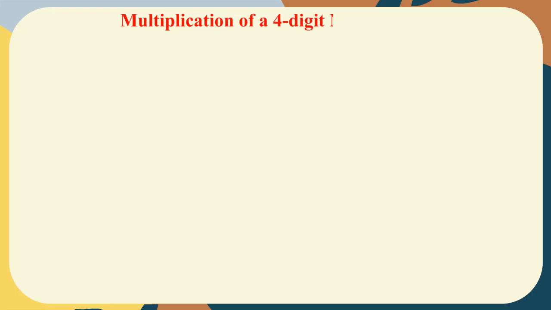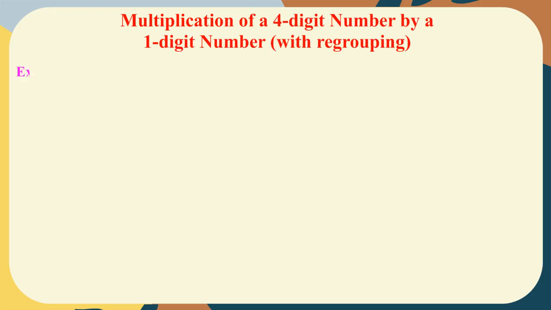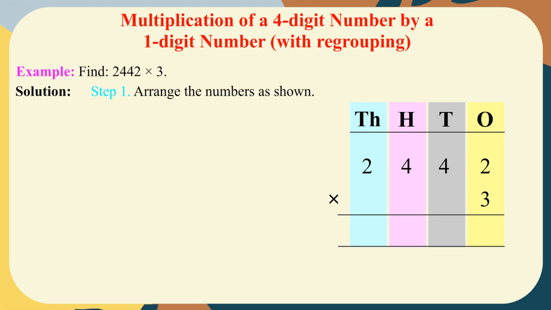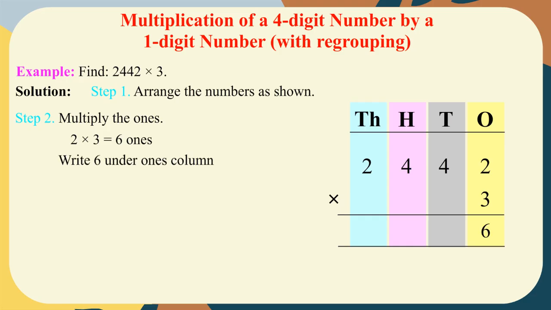Multiplication of a 4-digit number by a 1-digit number with regrouping. Example: find 2442 multiplied by 3. Solution: Step 1. Arrange the numbers as shown. Step 2. Multiply the ones. 2 multiplied by 3 is equal to 6 ones. Write 6 under the ones column.